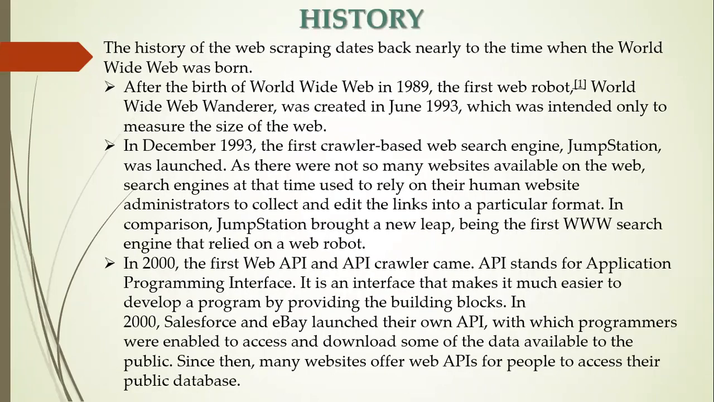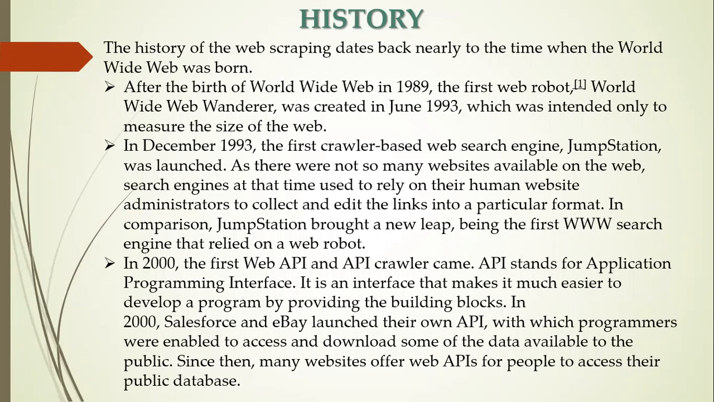History. The history of web scraping dates back nearly to the time when the World Wide Web was born. After the birth of the World Wide Web in 1989, the first web robot, World Wide Web Wanderer, was created in June 1993, which was intended only to measure the size of the web. In December 1993, the first crawler-based web search engine, JumpStation, was launched.